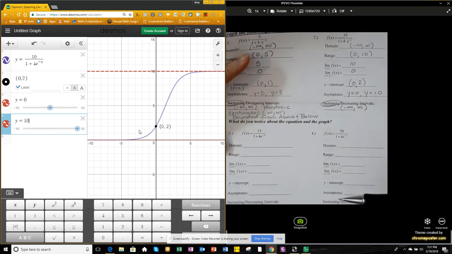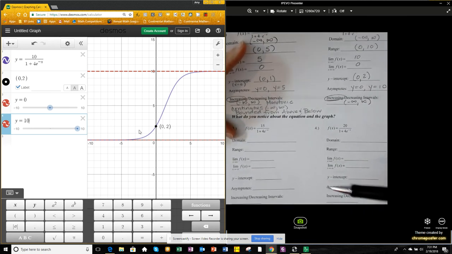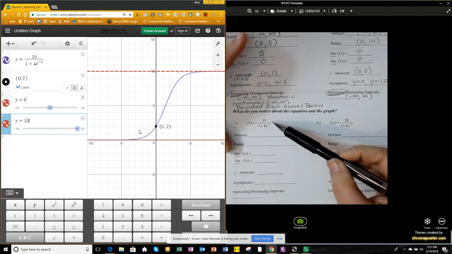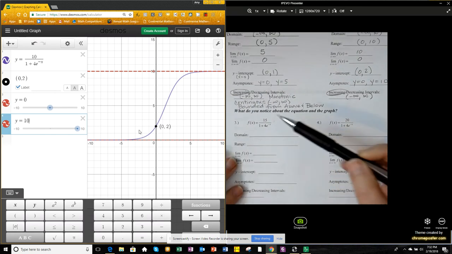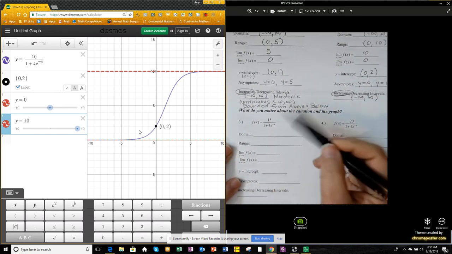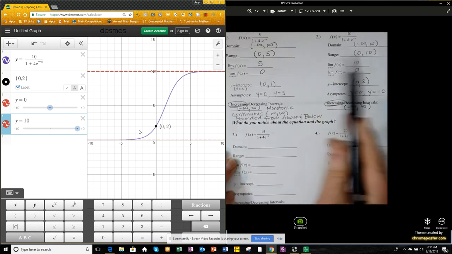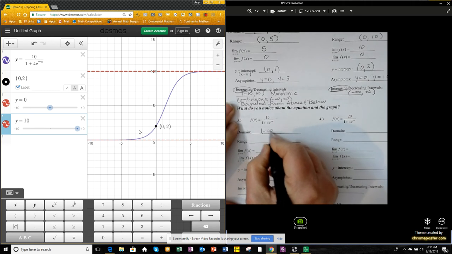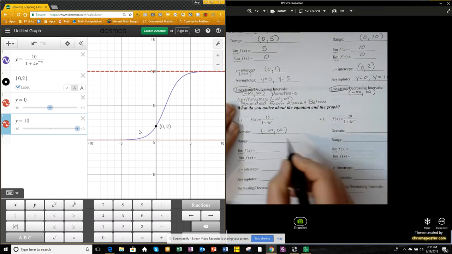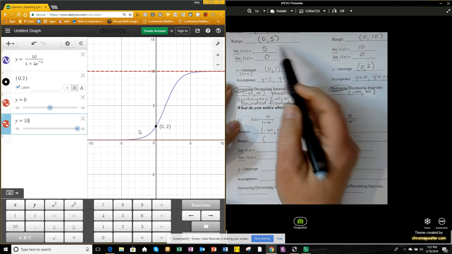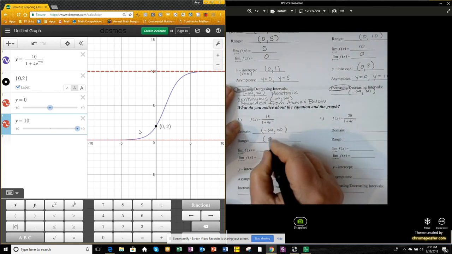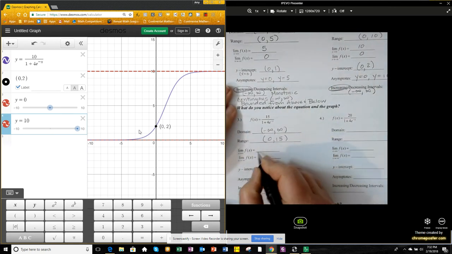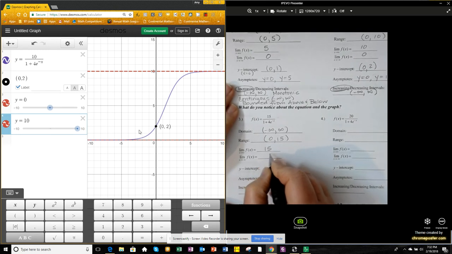So let's see if we can make a prediction here. What do we suspect before we even look at the graph? The only thing that changed was the numerator, so the domain is going to be negative infinity to infinity. That's my guess. The range, instead of from 0 to 5 or 0 to 10, is going to be 0 to 15. The end behavior limits are going to be 15 and 0.